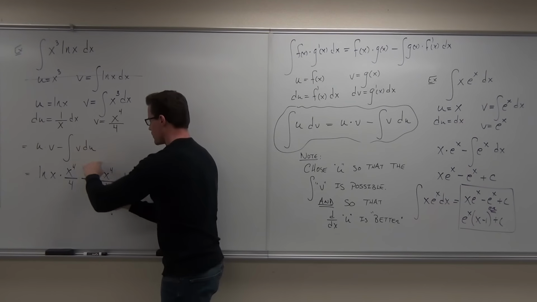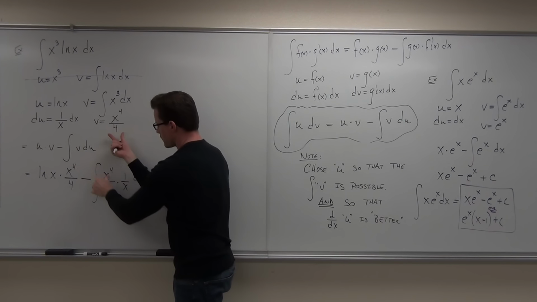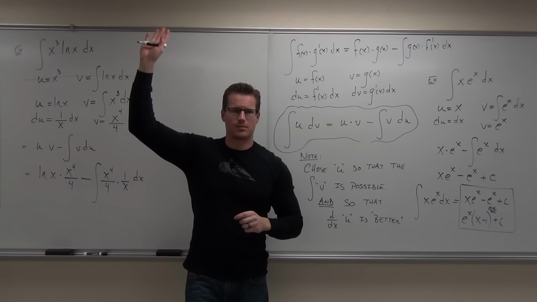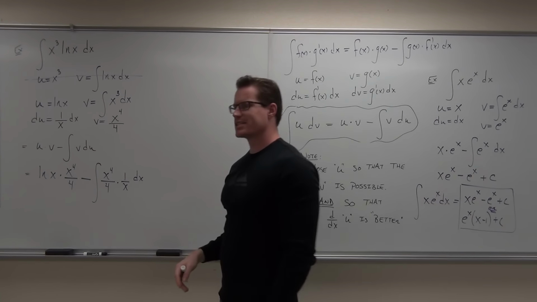Minus, no problem. Integral, no problem. v is x to the fourth over 4, put that. du is 1 over x dx. Show of hands if you understand the concept. Good. Now, simplify it, solve it.